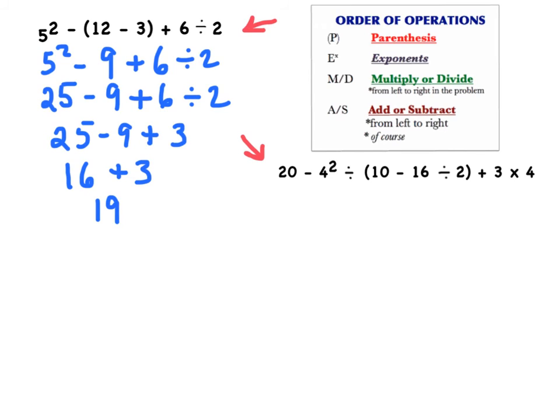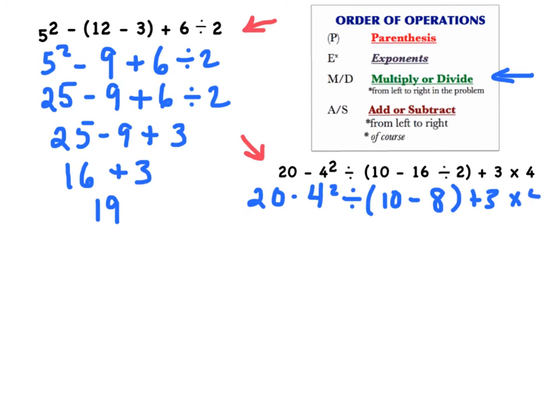Okay, welcome back. Let's work out this problem together to see if you got the right answer. This is a pretty long one. We have to start with parentheses, but there's more than one function in the parentheses, so what would we start with first? Just like you see up here, we have to start with multiplication or division before addition or subtraction. So let's do the problem out. 20 minus 4 to the second power divided by 10 minus 16 divided by 2 equals 8 plus 3 times 4. Okay? Next, still have parentheses.